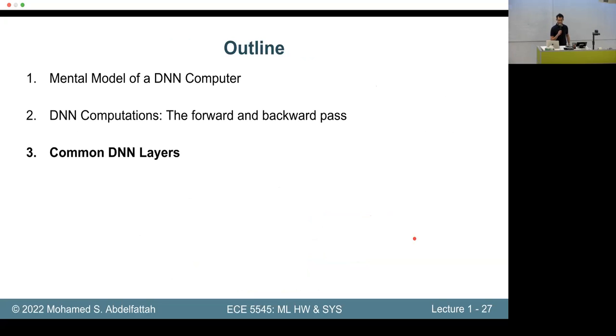Okay, so that's the brief section 2, just going over the forward and backward pass. And now we will talk about common deep neural network layers and important deep neural networks that we're using these days. What layers do they actually use, and what are the memory and compute properties of these layers? Again, if there are any questions, just type it in the chat or shout.